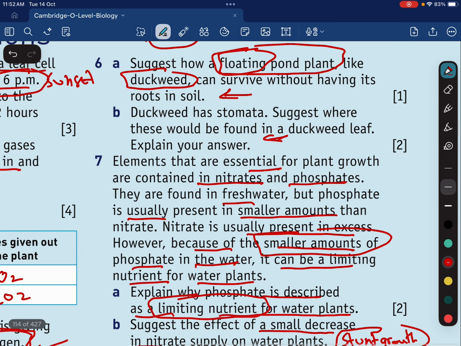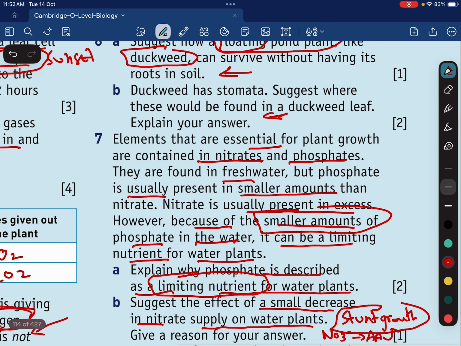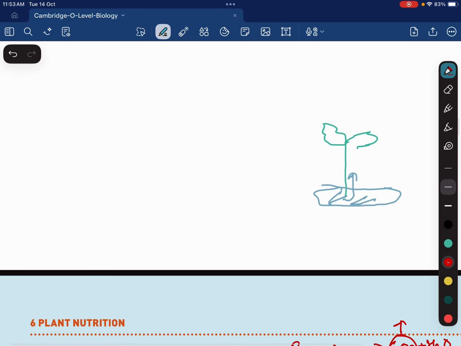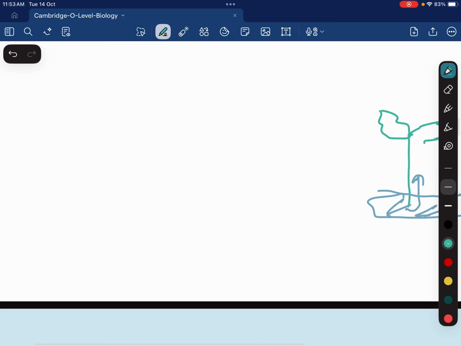And 6b: duckweed has stomata, basically the opening. Suggest where these would be found in the duckweed leaf. Explain your answer. This is also pretty logical. Let me just make a diagram over here. Let's suppose this was a duckweed plant, which is probably not how it looks, but let's just suppose that. And here it's floating on water, right?